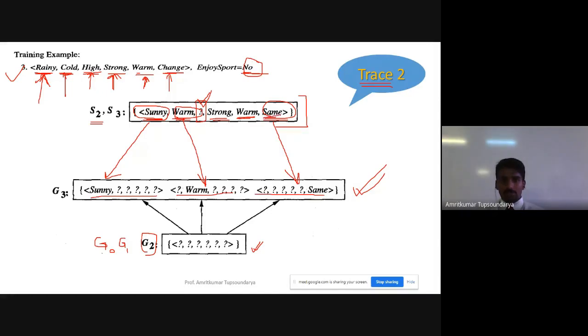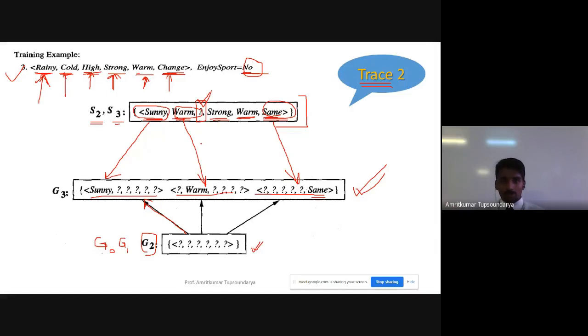But in the sixth attribute value, we see there is this difference. We have the same value as S2 in S2, but for the third training example, we have the value of the attribute as change. So there is a difference. In order to address this difference, we create a new hypothesis, with all question marks and same. Right. So this leads us to three new hypotheses, which are more specific than G0, G1, and G2, but they are more general than S3 and S2.